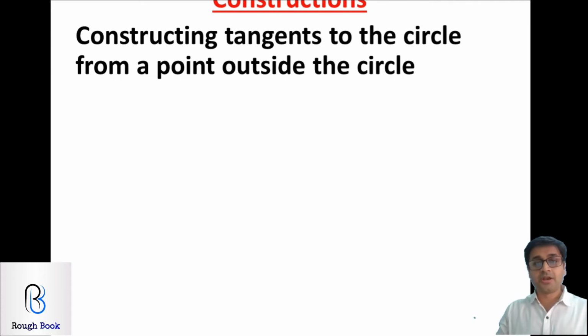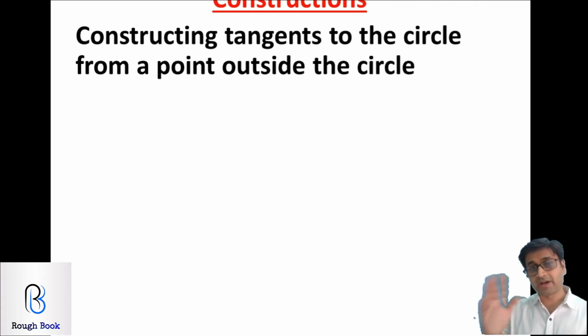So basically, what are we going to learn in this topic? Number 1, construction of tangents to the circle from a point outside the circle. What are tangents? Tangents are those lines which touch the circle only in one point. So how to construct tangents from a point outside the circle is what we are going to learn.